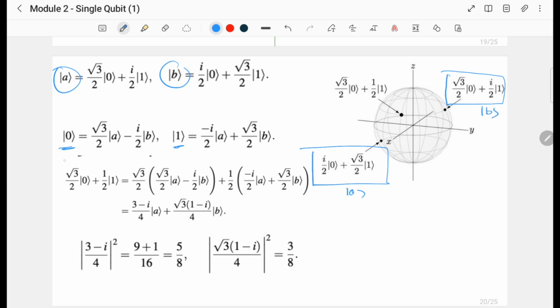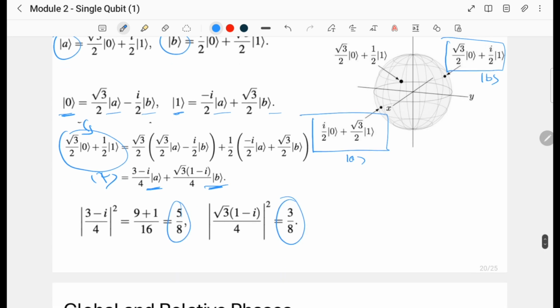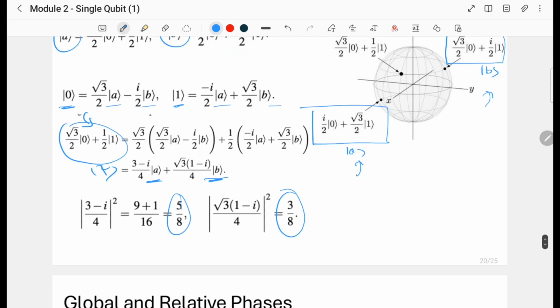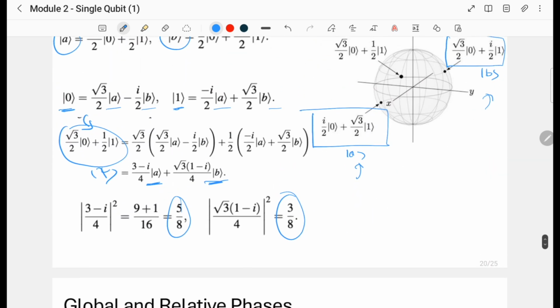Okay. So we write the basis vector in terms of 0 and 1, and we plug that into our original state. So we obtain our state psi in the new basis vectors a and b, and now we can simply measure the probability. So it is 5 by 8 probability to be collapsed into this, and 3 by 8 into this. Now one more thing about measurement is that the measurement collapses the state.